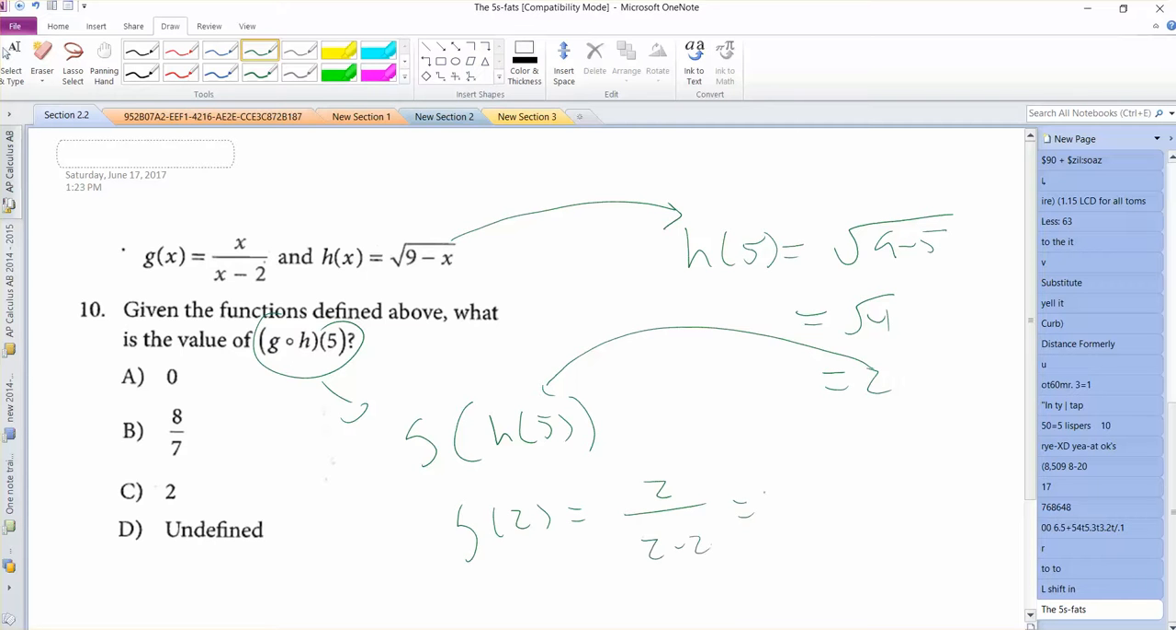Oh, well, we got a problem. We did 2 divided by 0, which can't happen. We say it's undefined. So that's a composite function.